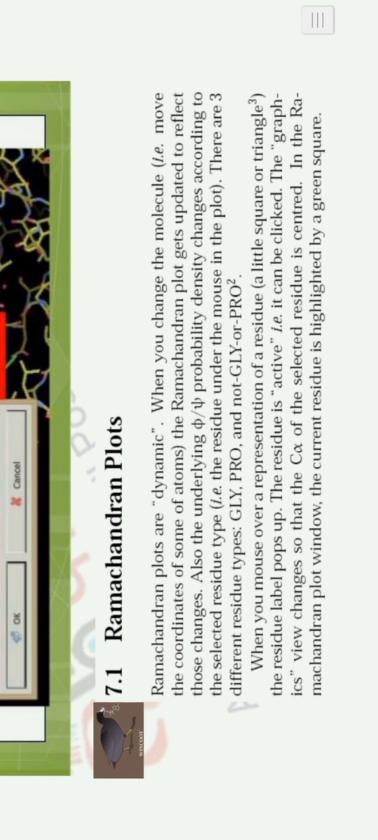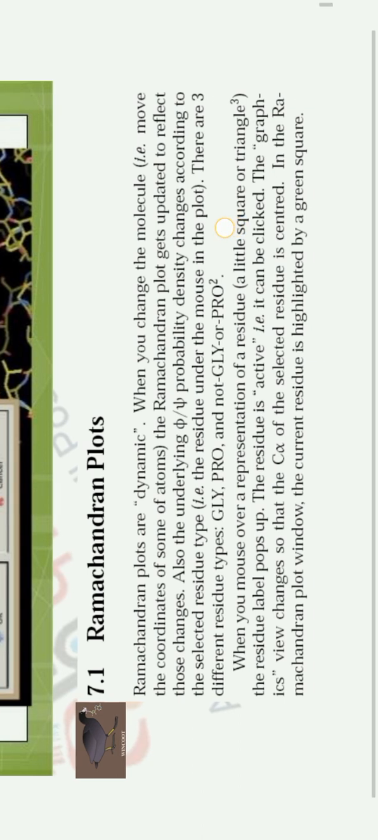Ramachandran plots are dynamic when you change the molecule. The Ramachandran plot gets updated to reflect these changes. The probability density changes according to the selected residue type. There are 3 different residue types: GLY, PRO, and not GLY or PRO.